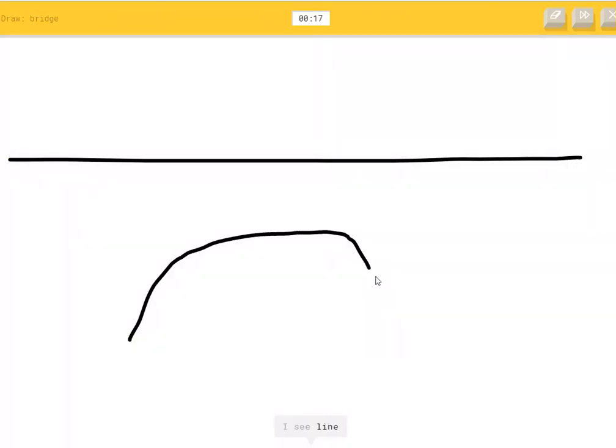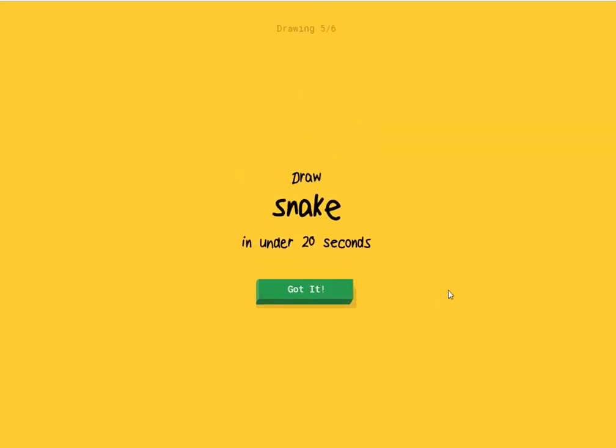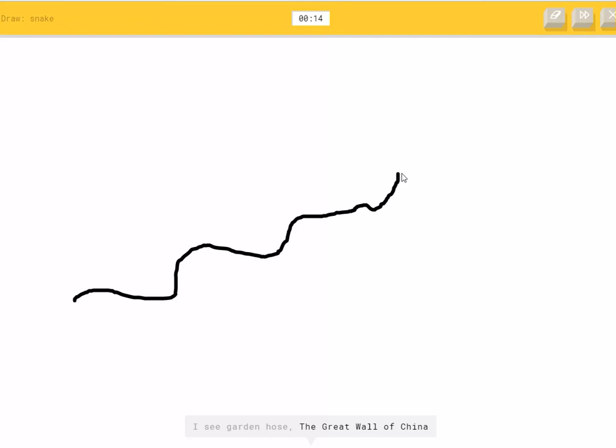I see line. Or river. Oh, I know, it's bridge. I see garden hose. Or the Great Wall of China. Or stairs. I see spoon. I have no clue what you're drawing.